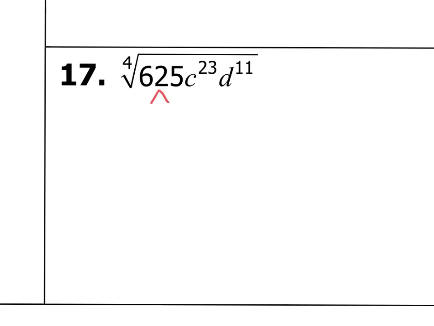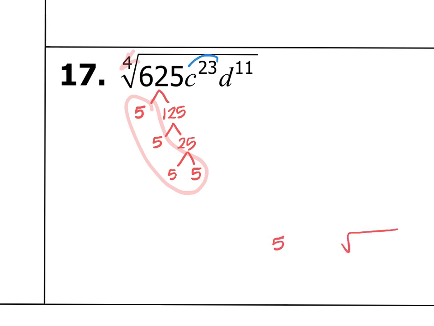We'll start with 625 on this one. And I'm going to divide by 5, get 125, divide by 5 again, and get 25, divide by 5, and that's 5 and 5. And I need 4 of them to break it out. So that's going to work out perfectly. And I know that the 4th root of 625 is just 5. Now for C, I'll have 23 over 4, which is going to be 5 remainder 3. So I'll have C to the 5th on the outside and C to the 3rd on the inside.